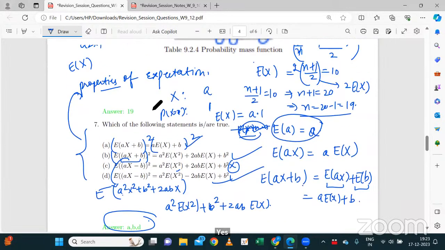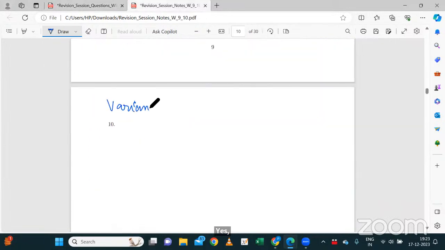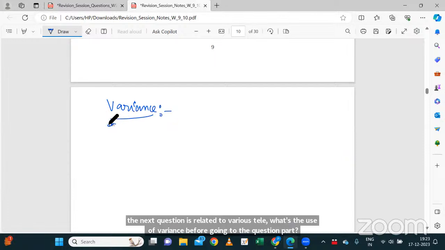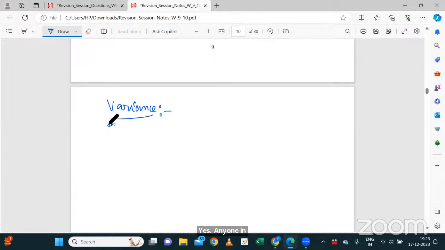Okay, so the next question is related to variance. Can you tell me what the use of variance is before going to the question part? Any thought? You can go ahead, no problem. Sir, it tells us how much the data is spread, the spread of the random variable. Okay. Basically, what does expectation tell us? It gives me some central idea, right? It is not telling me any information about variability.